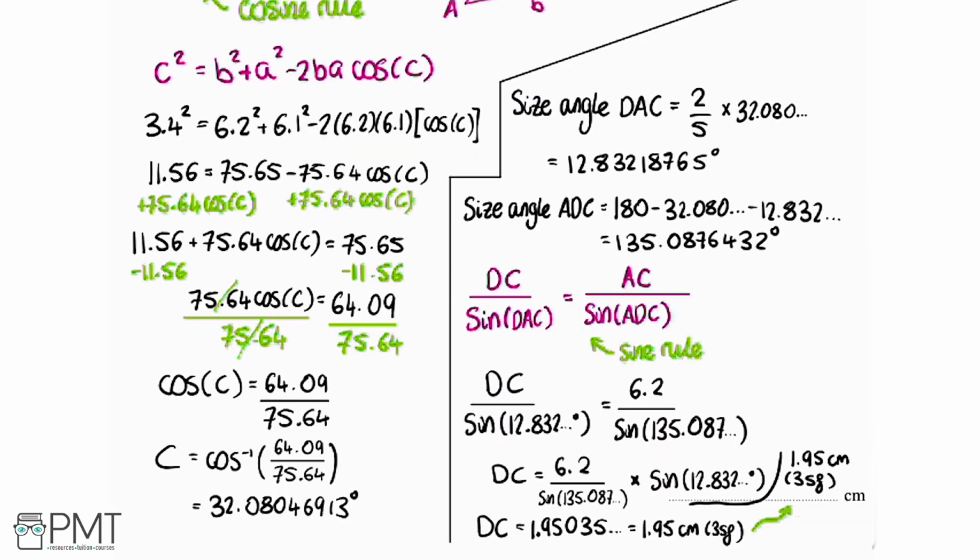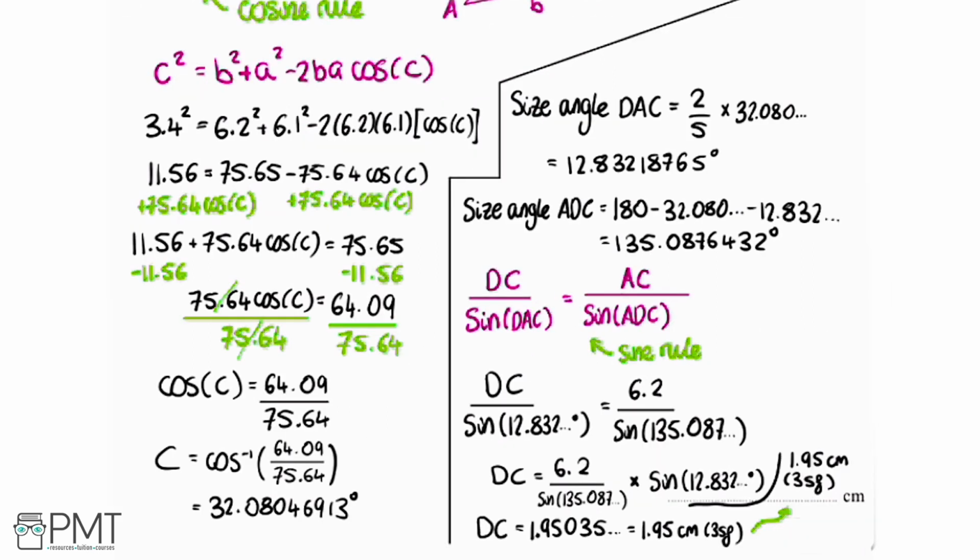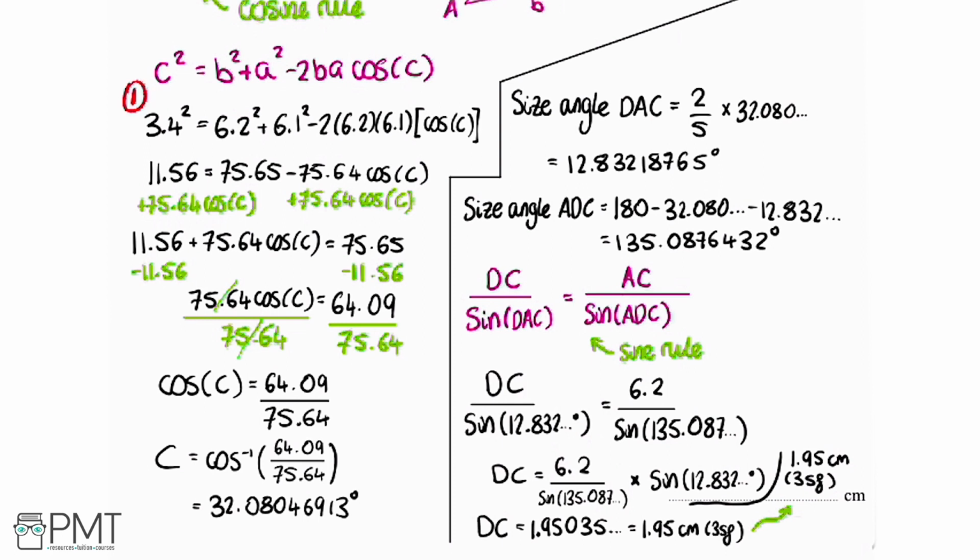Fantastic, so this is quite a long question, so we get 5 marks in total. We got our first mark for substituting into the cosine rule. Second mark for getting down to work out what the angle C is. Third mark for starting to use the sine rule and substituting into it. The fourth mark for working out and rearranging it. And the fifth and final mark if we got the correct answer to 3 significant figures.